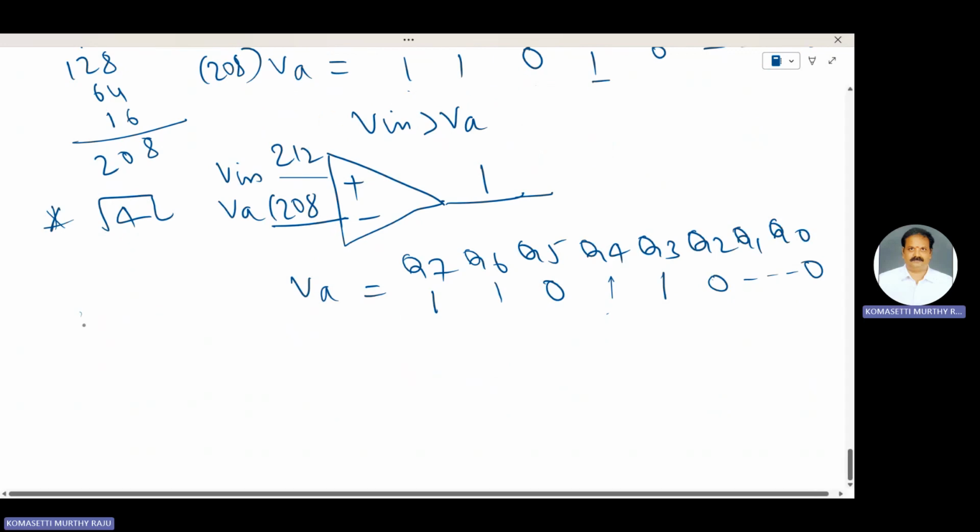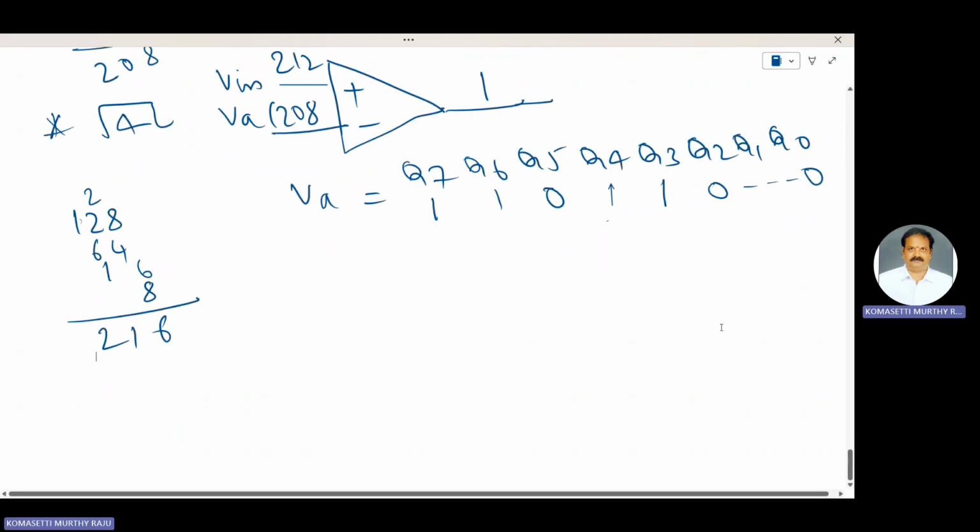This one is 128, 64, 32 is absent, 16 and 8. That is 216.